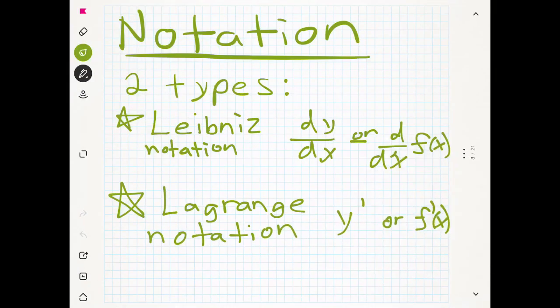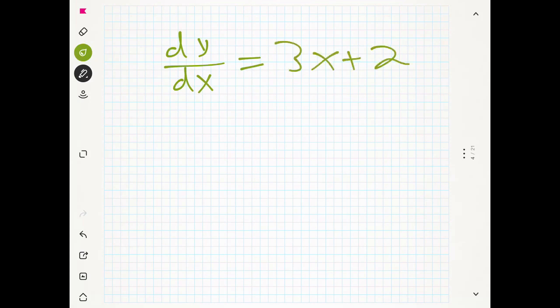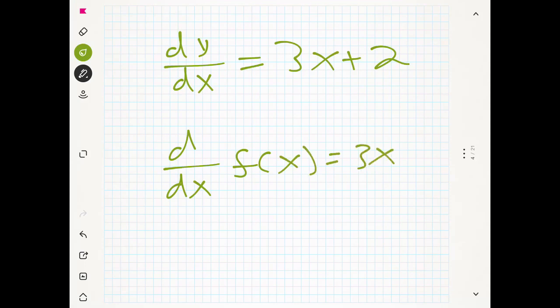Going back to the Leibniz notation, it's different in that it doesn't use the prime symbol. It just says, again, dy over dx is equal to 3x plus 2. It's the exact same meaning. You can use either one. They mean the exact same thing. Or again, you can say d over dx of a function is equal to 3x plus 2. So you can use both of these, and this means that the derivative of whatever function is equal to 3x plus 2.